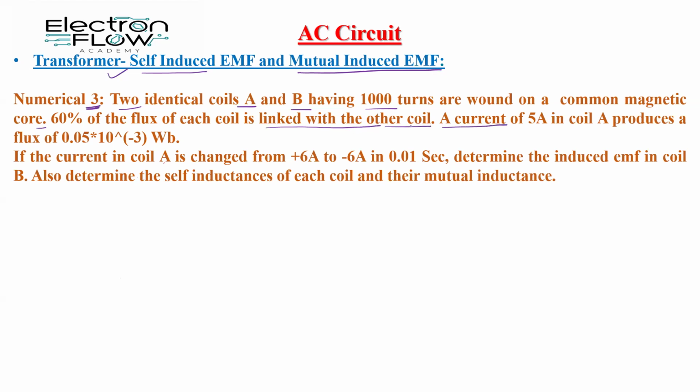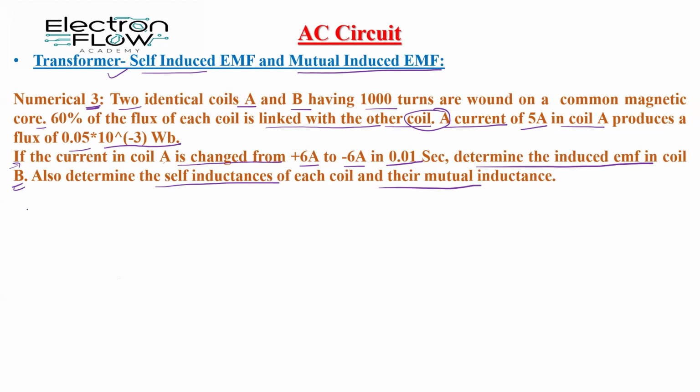A current of 5 ampere in coil A produces a flux of 0.05 into 10 raised to power minus 3 Weber. Now there is a condition: if the current in coil A is changed from plus 6 to minus 6 ampere in 0.1 second, then determine the induced EMF in coil B. Also determine the self-inductance of each coil and their mutual inductance. So this is what the question asks.